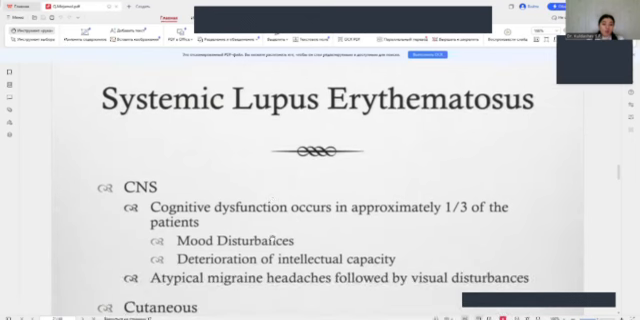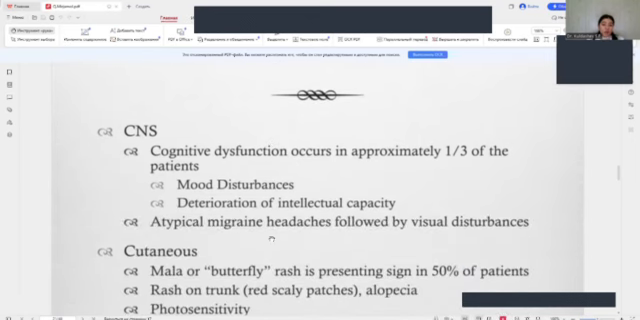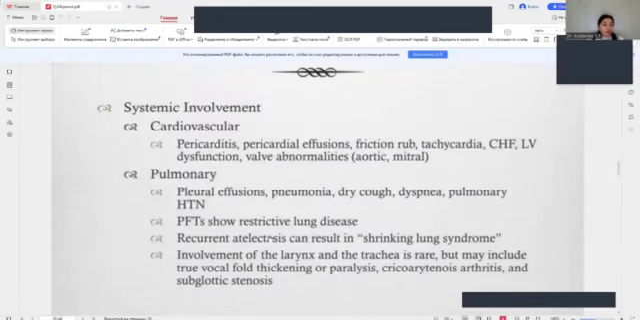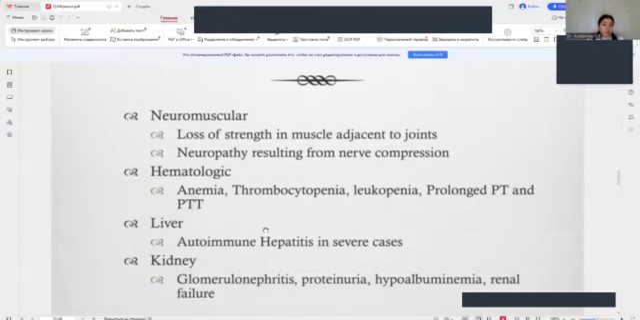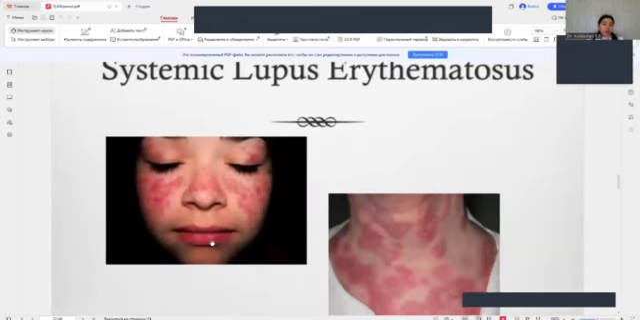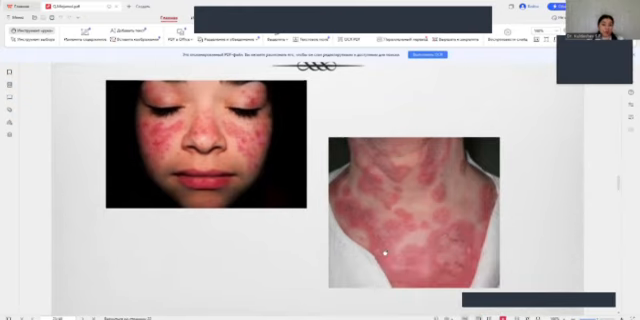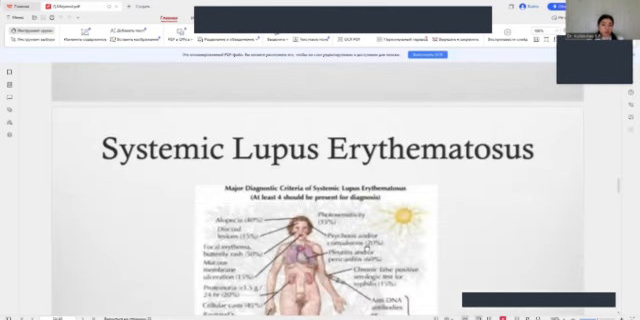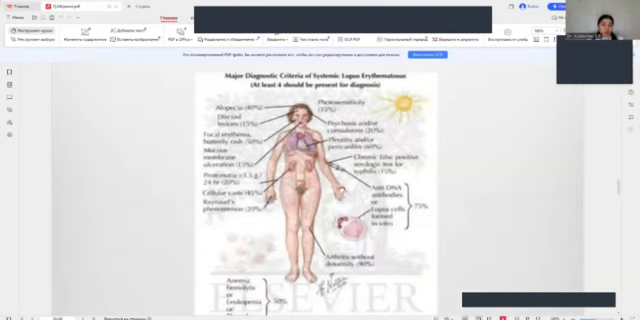So systemic lupus erythematosus also affects the central nervous system, cutaneous tissue, pulmonary system, cardiovascular system, neuromuscular system, hematologic part, liver, and kidney. Here you can see the picture with systemic lupus erythematosus. Here you can see erythema and other symptoms also. In these pictures, you can see the major diagnostic criteria of systemic lupus erythematosus.